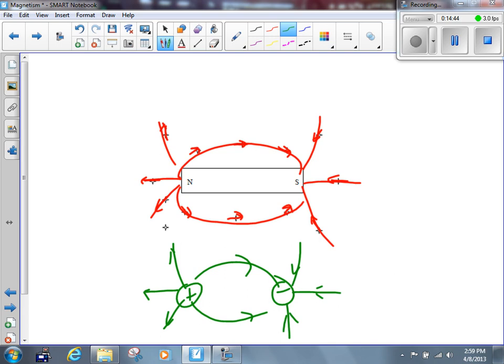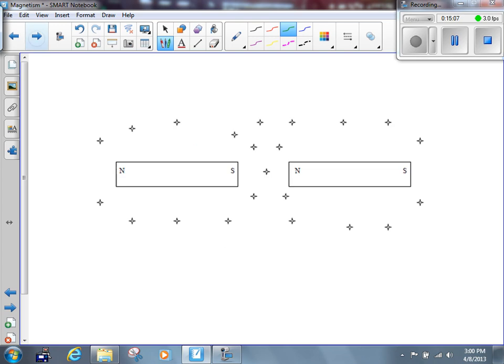So the electric field surrounding a positive and negative charge is not the same thing as a magnetic field. Magnetic field, by the way, given by the symbol B. It's not the same thing, but the shape of it will be identical. Positive is like North Pole. Negative is like South Pole. Let's draw the next one.